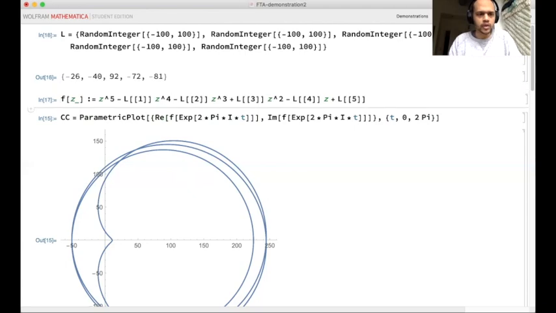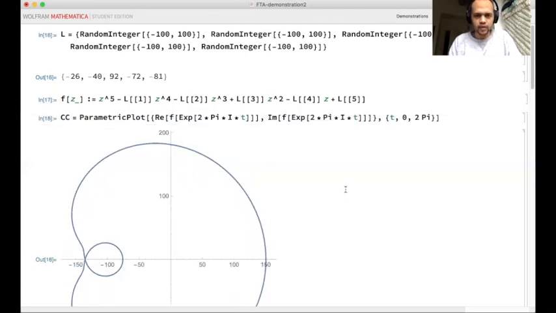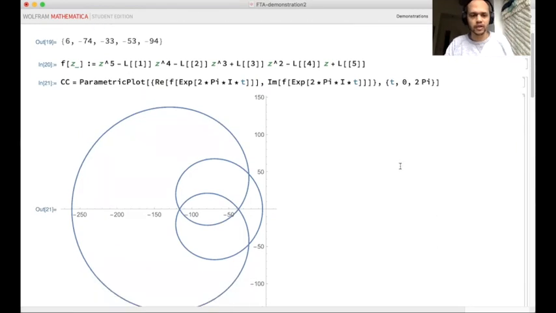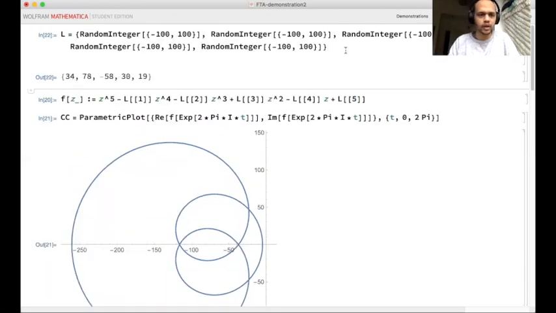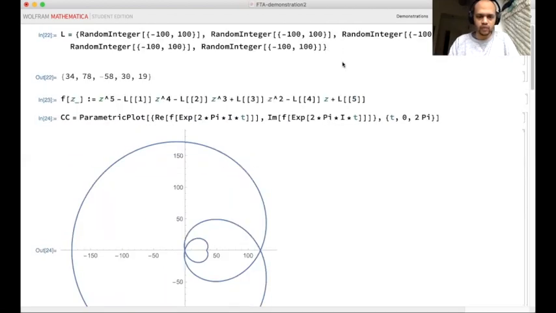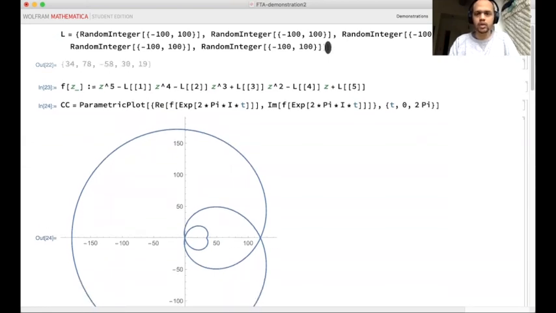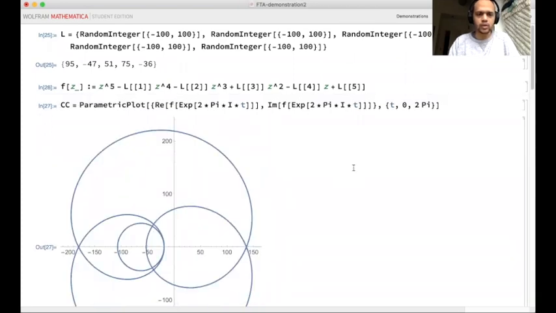These pictures are kind of pretty, and it's fun to just let Mathematica give you random polynomials and see what the image of the unit circle looks like. You get these pretty patterns. I could do this all day. Let me get a nice one. I mean, this one's nice. Ooh, that one's also kind of nice. Okay, one more, sorry.